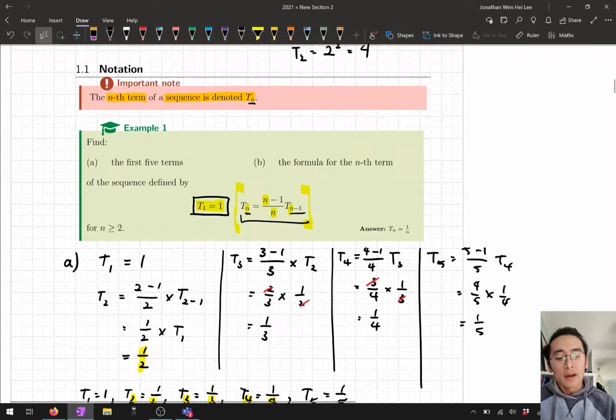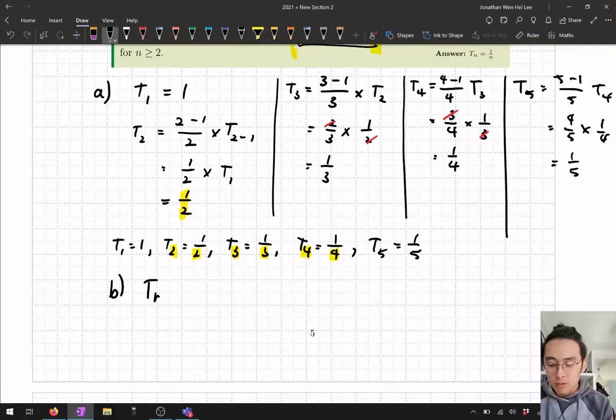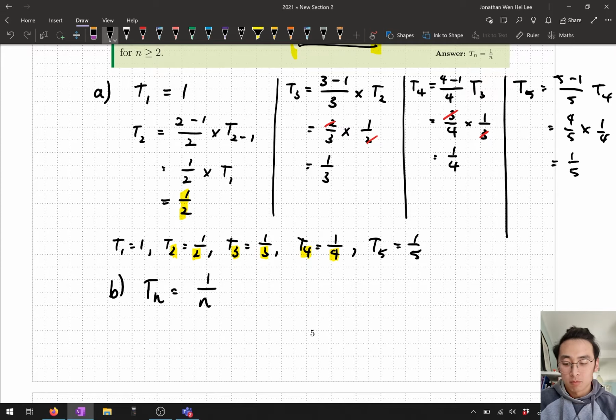So for part B, if we want to find the formula for the nth term, we can write Tn is just equal to, based on this pattern, 1 over the number in my pattern. So for T1, that's just 1 over 1, which is 1, great. T2, that's 1 over 2, which is what we have here. T3 is 1 over 3, which is what I have here. T4 is equal to 1 over 4. T5 is equal to 1 over 5. And so if I want to write a simplified rule for the terms in my sequence, I've just got Tn is equal to 1 over n.